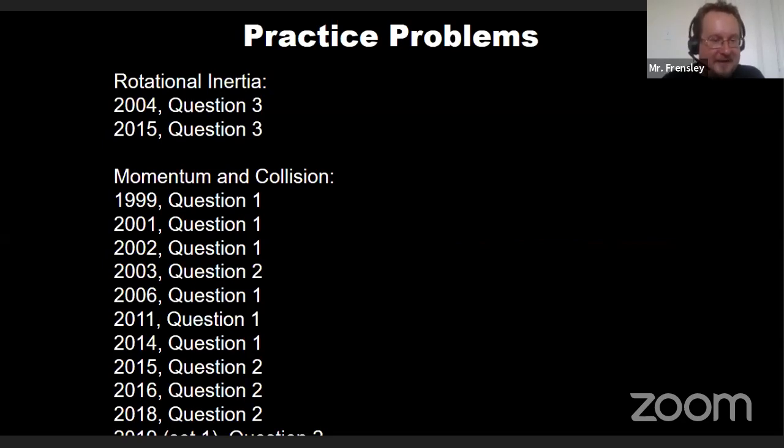It's 2019 set 1. There were 2 sets in 2019. It's question 2, and all of these are Physics C problems. None of them are B or 1 or anything like that. And then there are 2 that are really good for talking about rotational inertia. So 2 good ones for rotational inertia, and then these 10 or however many there are there for momentum and collisions. The last one is 2019 set 1, question 2. So if you need to pause and go back and screenshot this, it's all good.